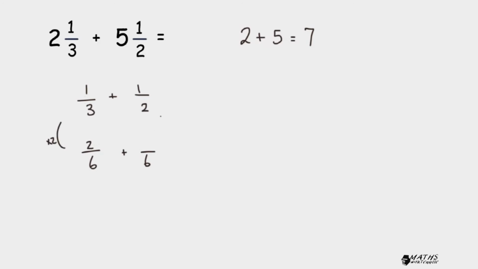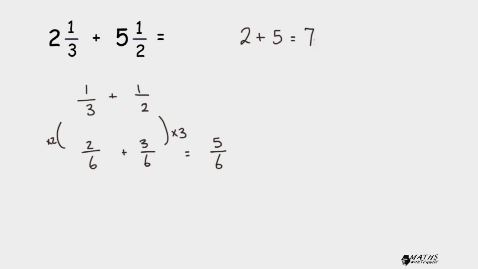So we have 1 times 2 is 2. This side, 2 times 3 gives us 6. 1 times 3 gives us 3. Keep the denominator. Add our numerators. So the answer to 1/3 plus 1/2 is 5/6.